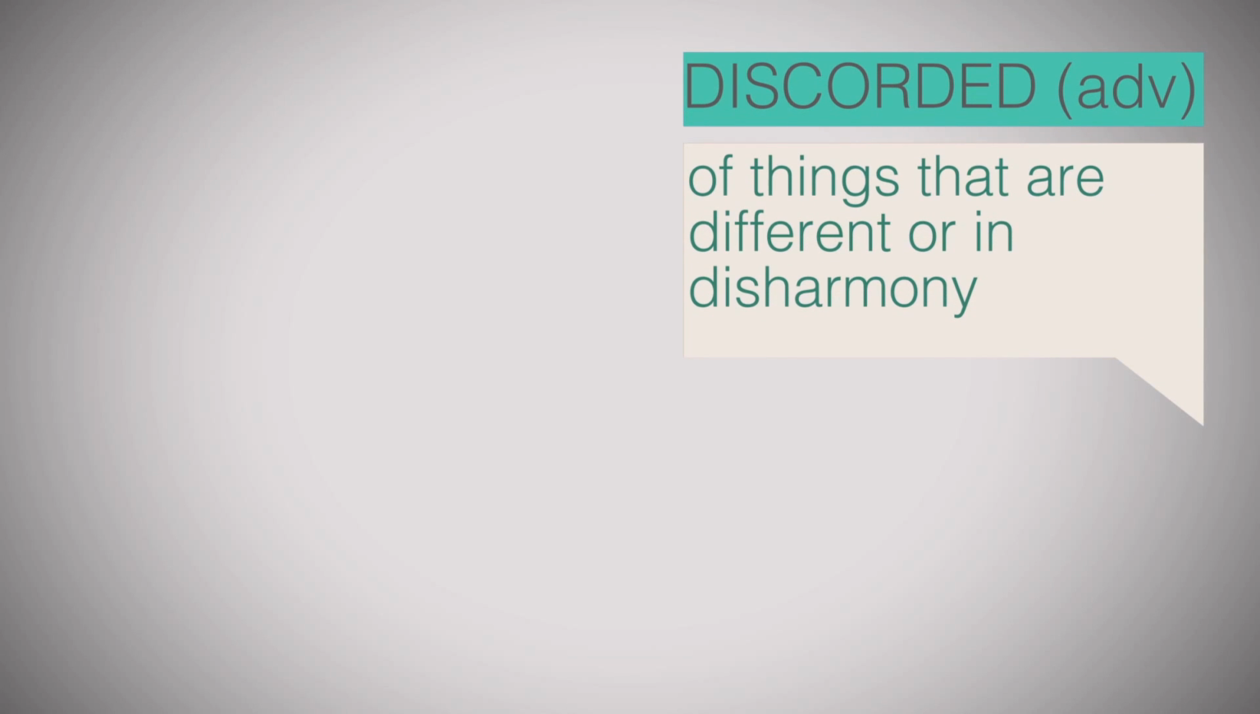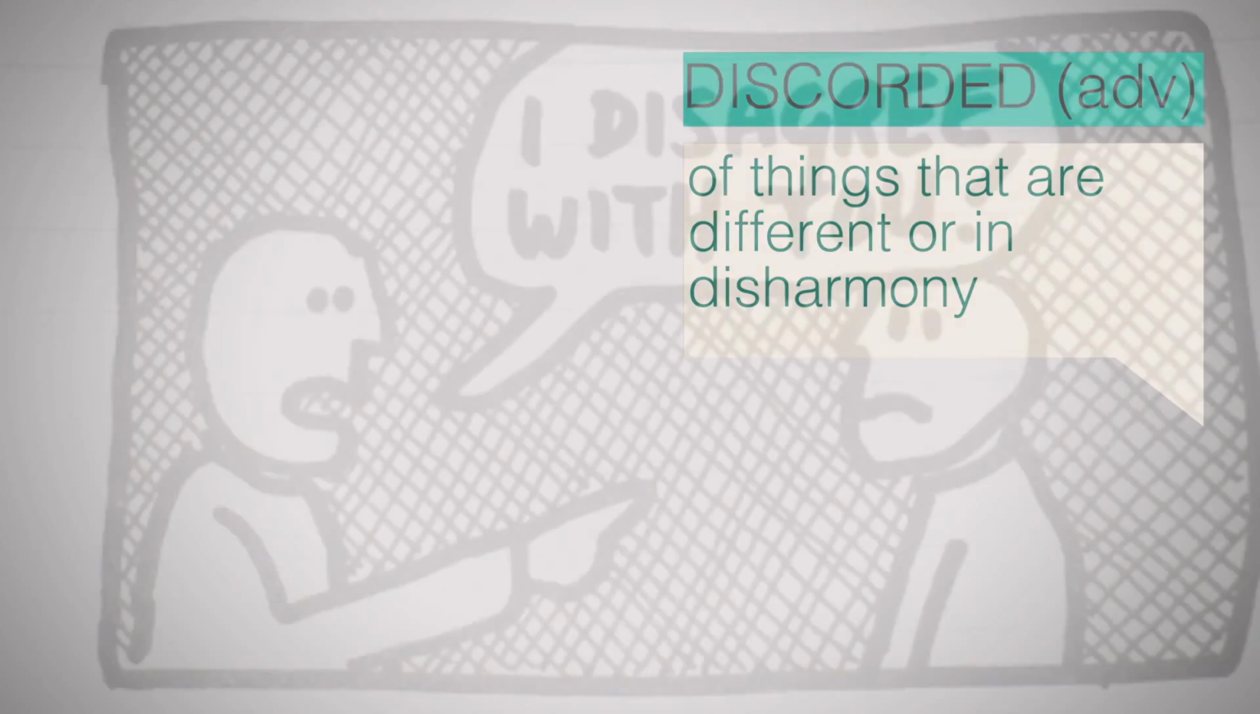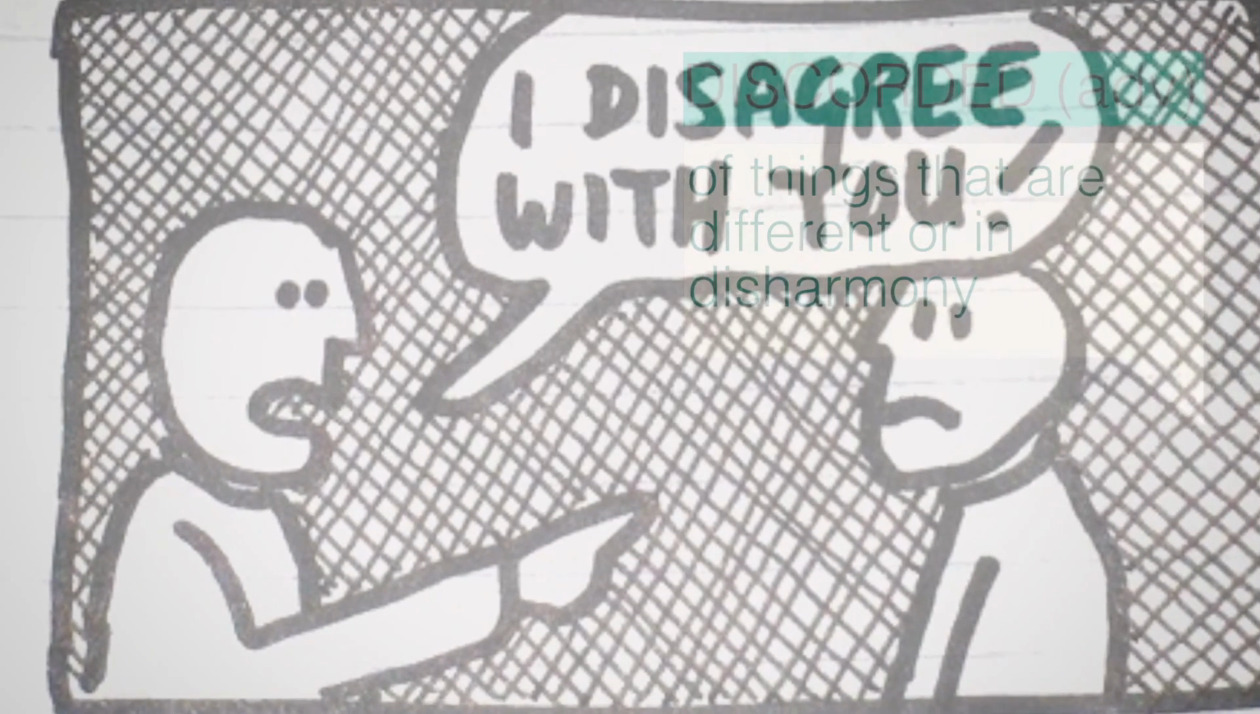Discordantly. Discordantly is an adverb describing actions of things that are different or in disharmony. Discorded is the verb form of that adverb that can refer to actions that are in disharmony. For example, we discorded commonly on 2 points.